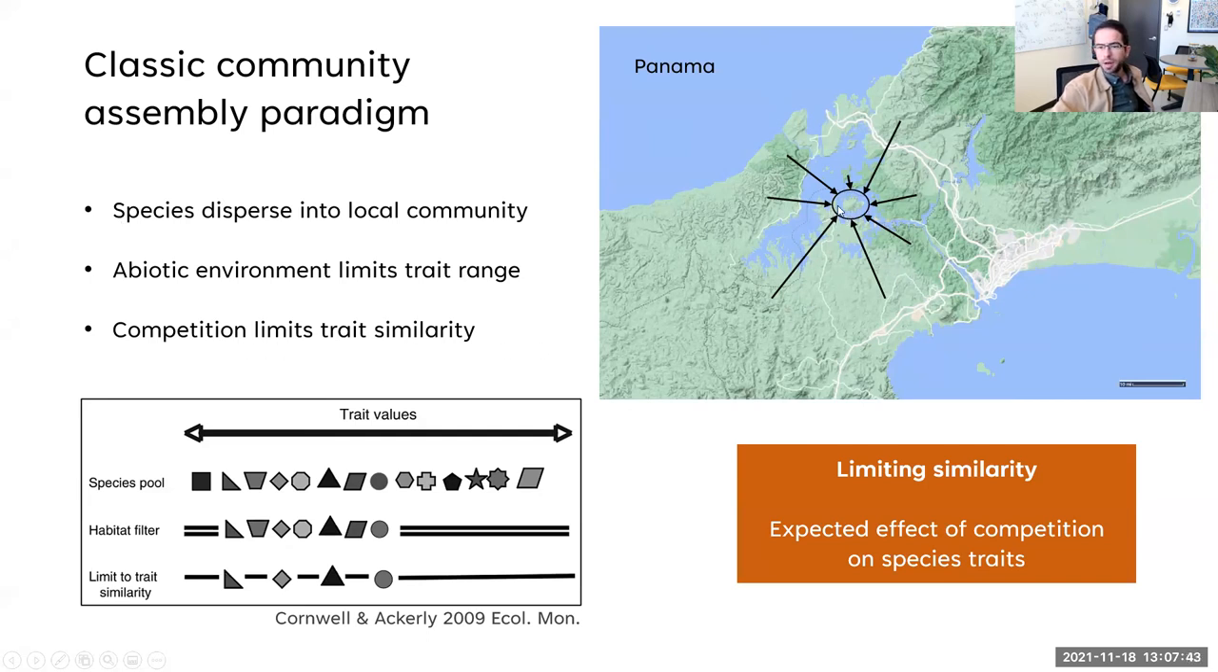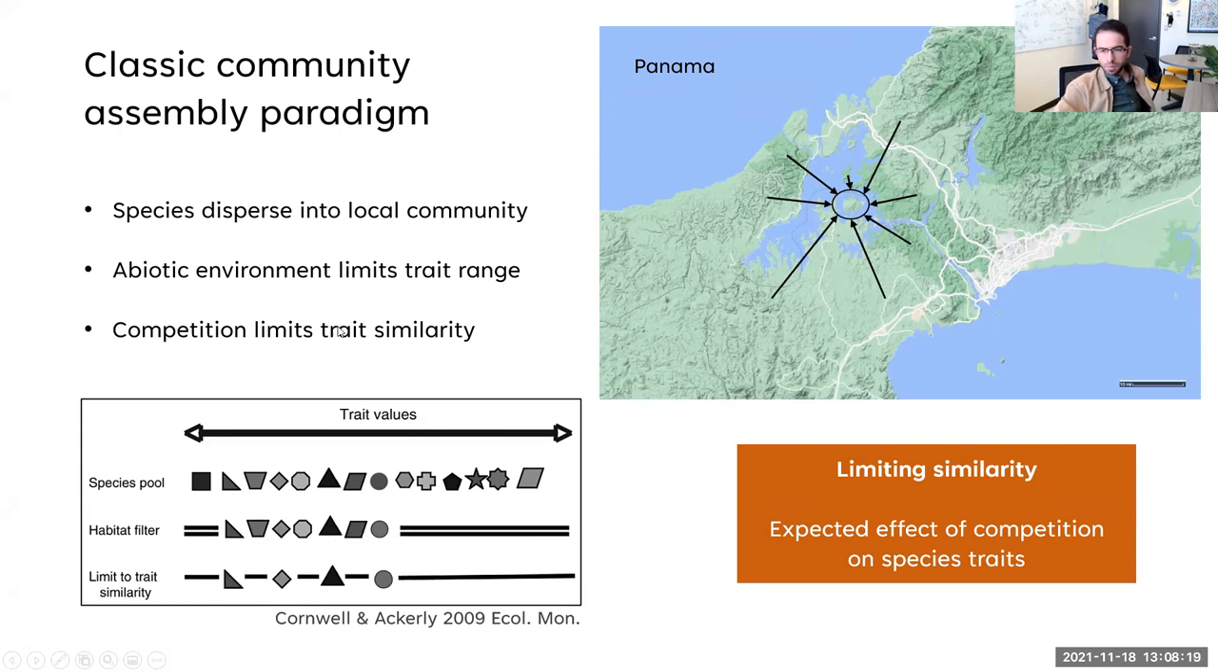And the paradigm is, species disperse randomly into the local community. Then the abiotic environment on the island, which is a subset of the abiotic environment in all of Panama, will filter species that come in based on their ability to survive the local environment. That would get you from a wide range of species traits to a subset of allowed traits that can survive inside your local community. So habitat filtering would limit the range of traits that are allowed. And then competition inside the local community would filter out species that are too similar to each other to coexist.